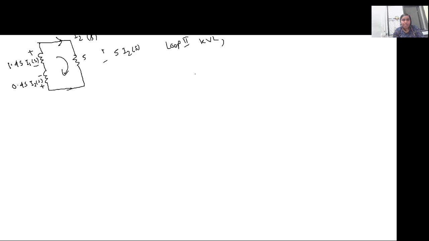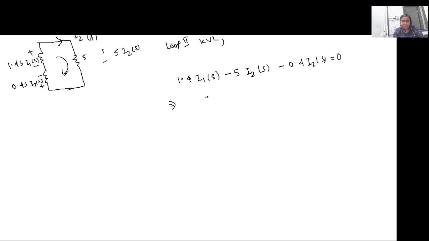So it will be 1.4 I1 of s minus 5 I2 of s minus 0.4 s I2 of s will be equal to 0. So we can write I2 in terms of I1. So let us separate out I2 and I1.